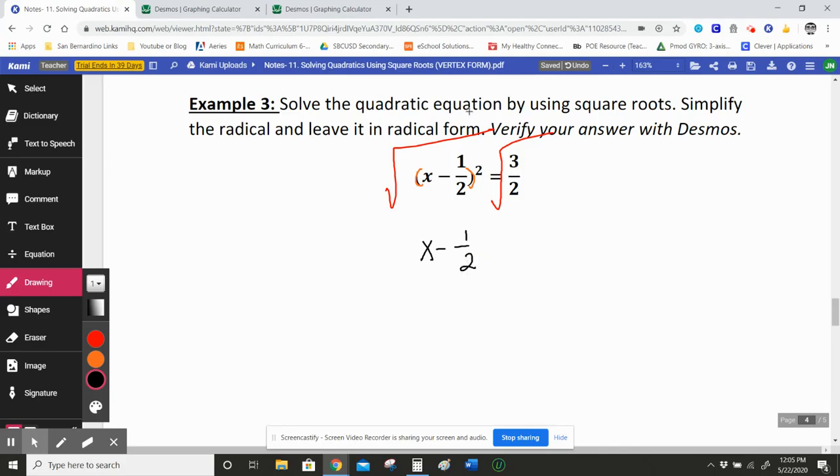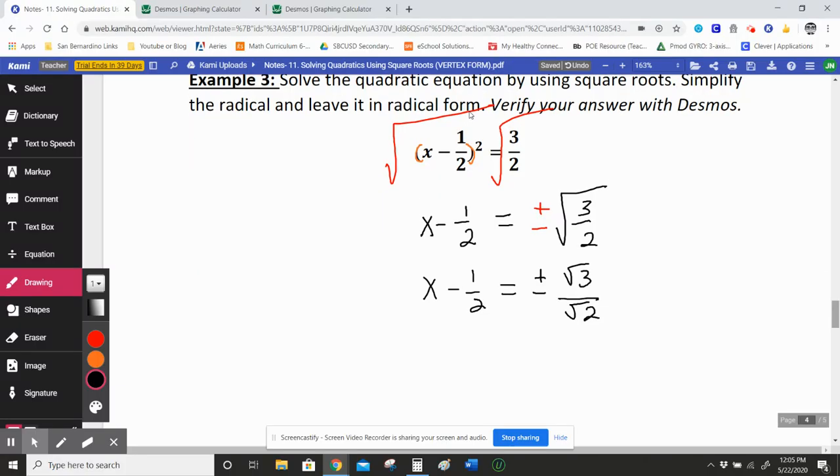x minus 1/2, right? It's on this side. And then I'm going to set that equal to, remember when you take the square root of something, you have to have the plus and the minus. So that's plus or minus square root of 3 over 2. Like we mentioned in the past, that square root of 3 over 2 can actually be split. So x minus 1/2 is equal to plus or minus square root of 3 on top divided by the square root of 2 on the bottom.